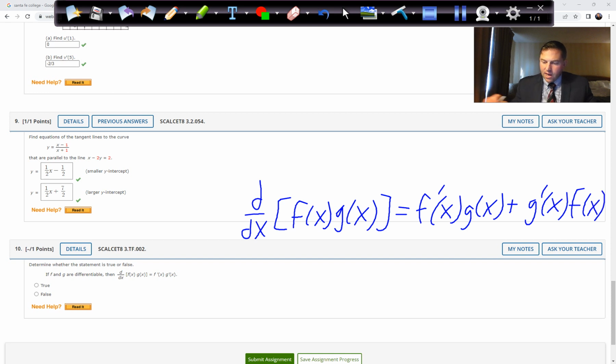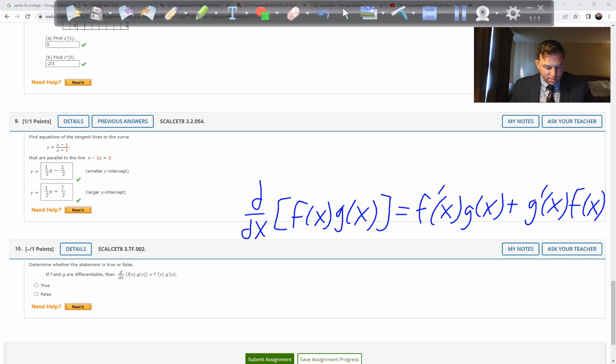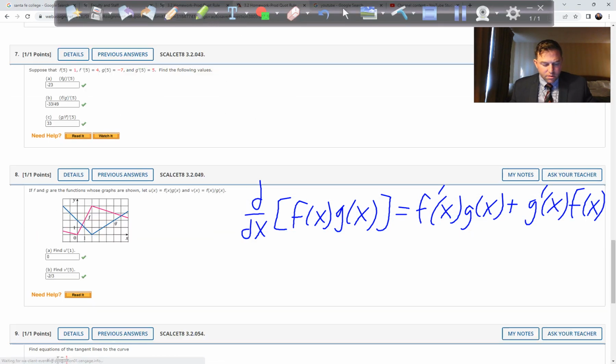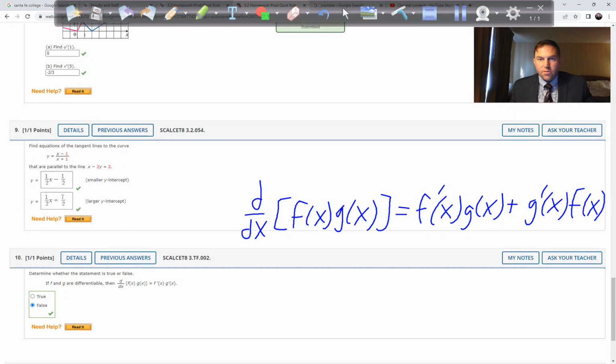So they basically butchered this in two ways. They forgot a whole second term, and they just did the derivative of both at the same time, which is not how you do it. So this will complete Chapter 3, Section 2.